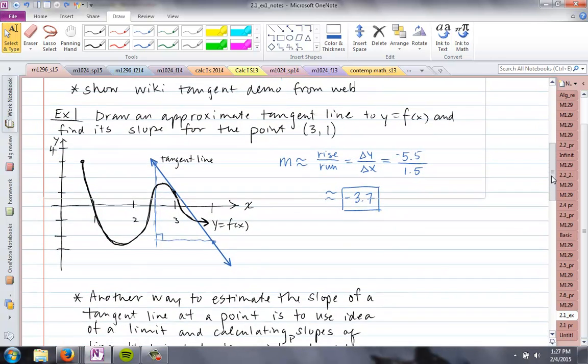So example 1 says draw an approximate tangent line to y equals f of x and find its slope for the point (3, 1). I did a little bit of the legwork here, and we have the black curve. We're trying to find the tangent line at x equals 3. I drew it ahead of time so it would look pretty good. Notice that it has the trend in slope at x equals 3. It's only touching locally in one point at x equals 3.